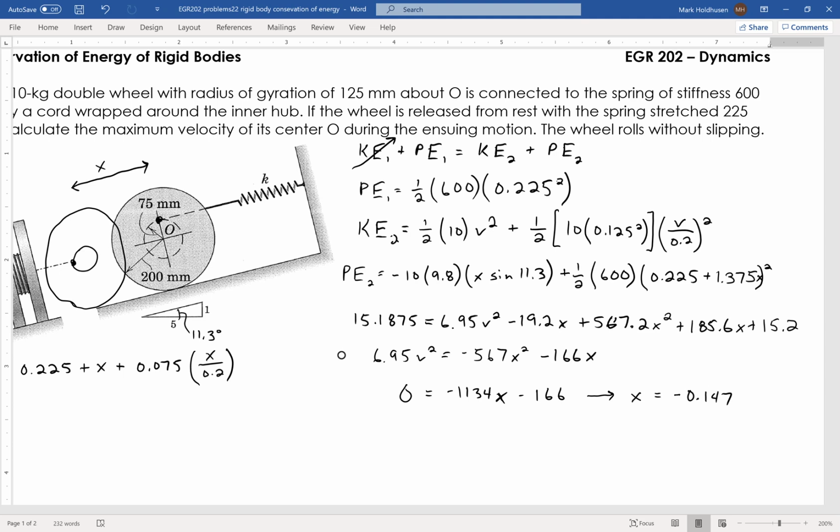Plugging this back into that equation, maybe I call this x max, I find v max is equal to 1.32 meters per second. So again, you just set up the conservation of energy equation, solve it down in terms of v and x, and then take a derivative and set it equal to 0 to figure out where your maximum velocity is occurring. That actually occurs at negative x, which means it's moving up the incline there.